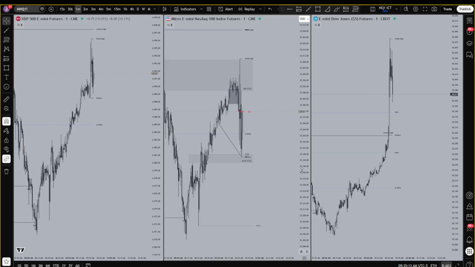Order filled. Still haven't made any lower time frame gaps on NQ.